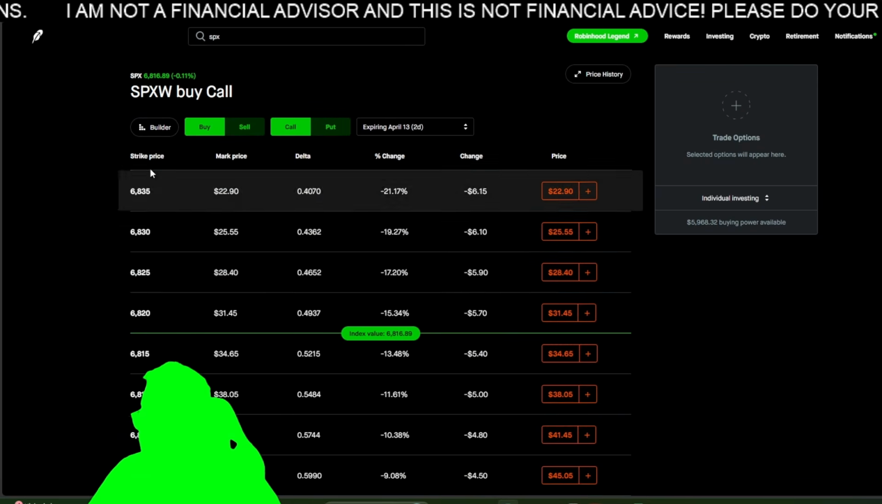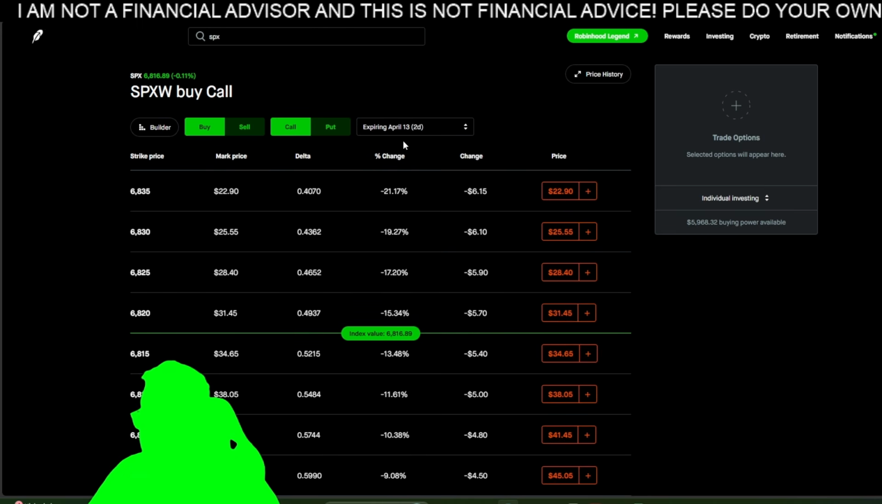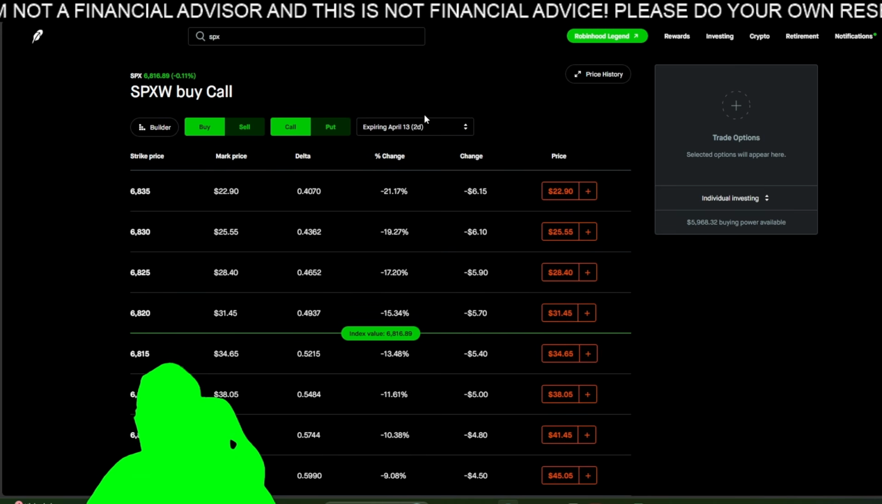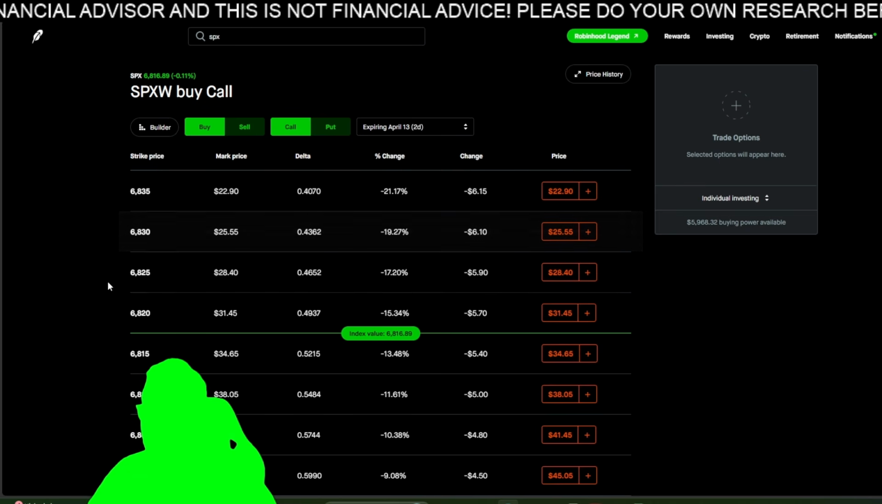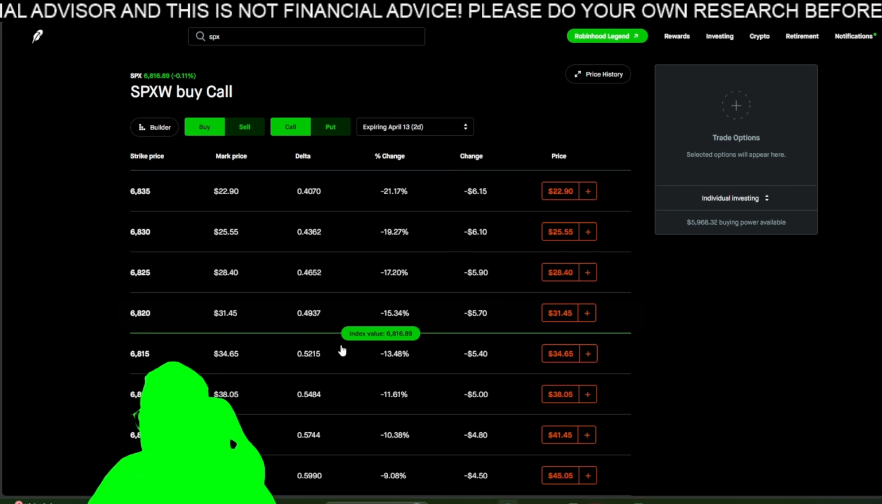But as you'll see, each strike price is a $5 increment, even for a 2-day expiration. So this one's going to cost you a little bit more because it's already $5 increments, or your potential loss is going to be more because it's in $5 increments here.